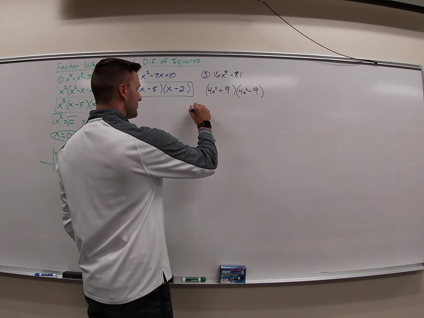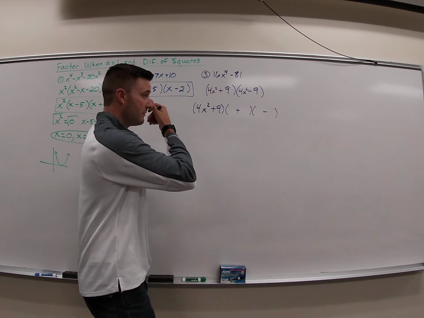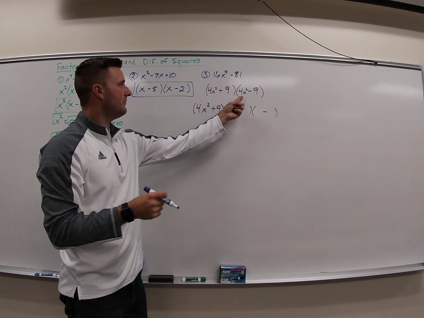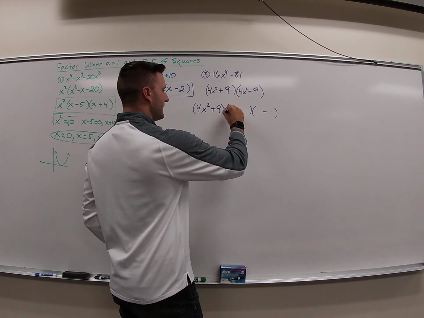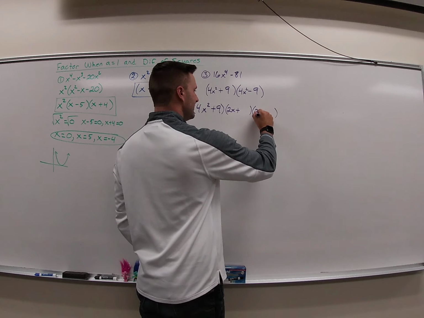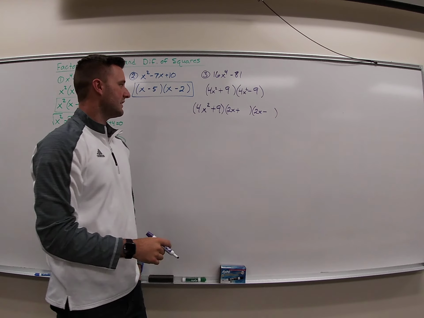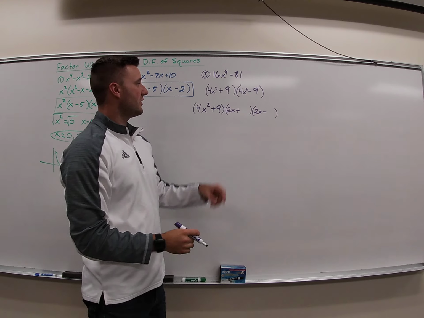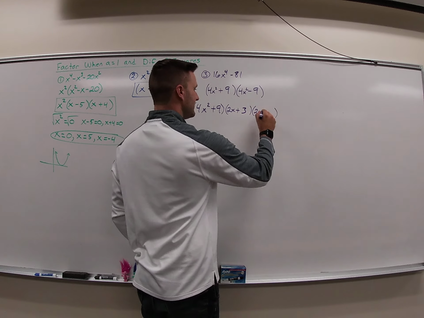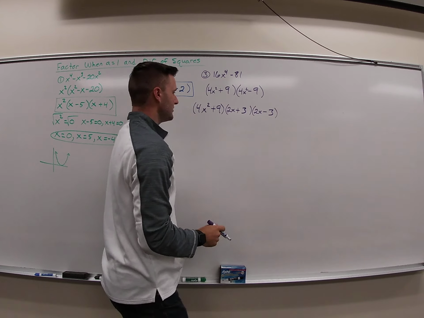And then I'm going to split this one into two sets of parentheses because it's another difference of two squares, so one positive, one negative. What is the square root of 4x squared? Well, that's going to be 2x because 2x times 2x equals 4x squared. Finally, the square root of 9 is 3, so we have plus 3 and minus 3.